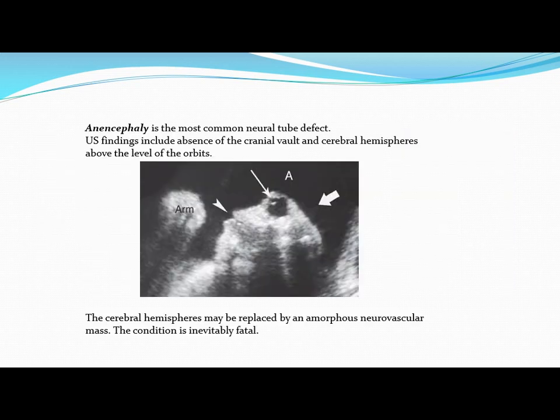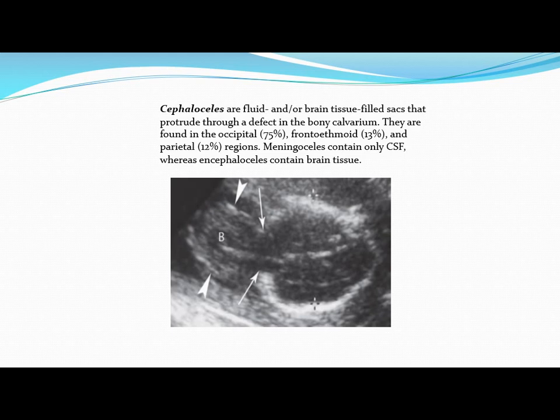A common abnormality, unfortunately, is anencephaly, which is the absence of all brain structures above the level of the orbit. You just see the orbit and that's it. Of course, it is lethal, always lethal. You should terminate. Next. Cephalocele, meningocele, myelocele is just presence of parts of the intracranial structures outside the cranium.